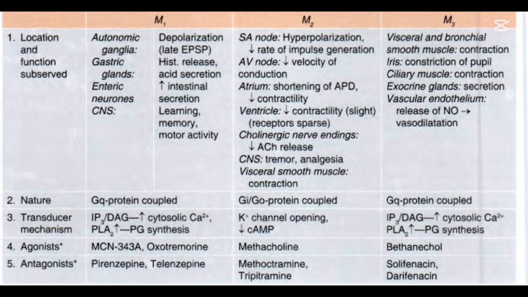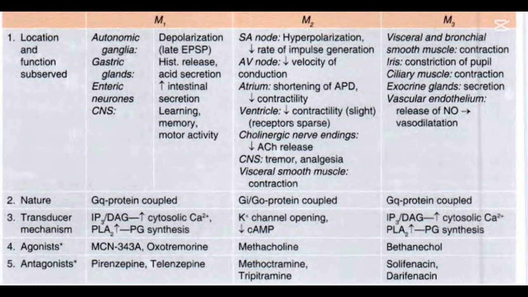Also, you can see them in the vascular endothelium. So in the smooth muscles of the blood vessels, you can also see them, where they release nitric oxide. So when they release nitric oxide, what will nitric oxide do? Nitric oxide causes vasodilation.